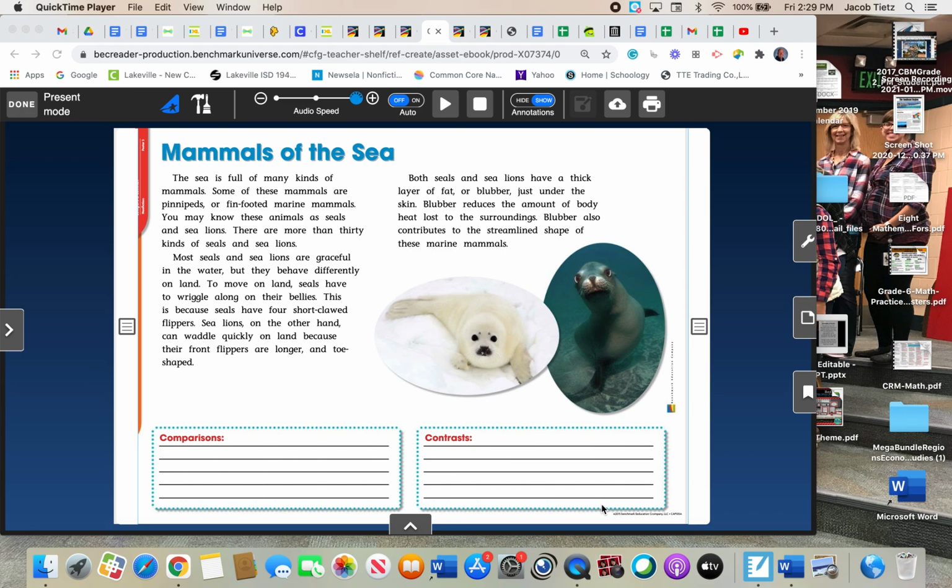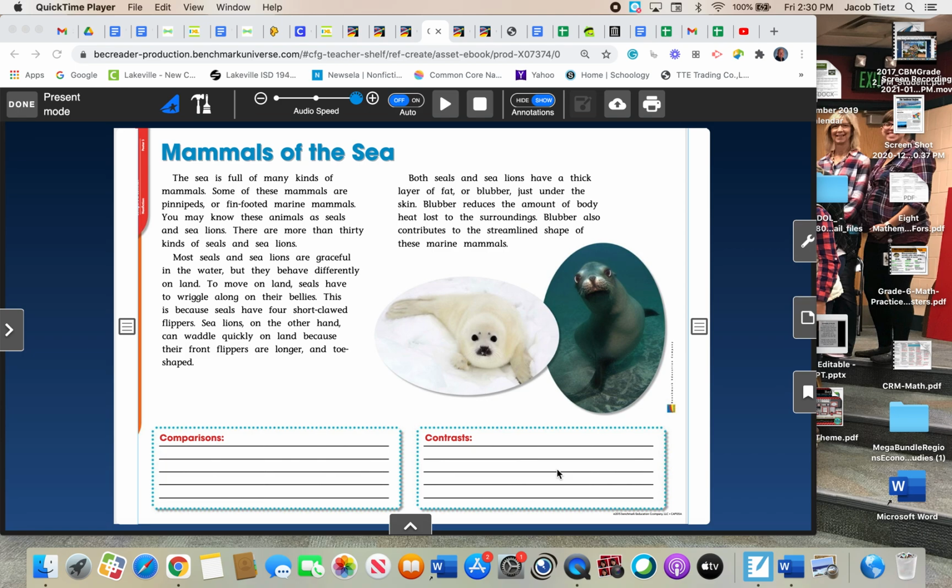So, for today's lesson, we are going to be reading a passage called Mammals of the Sea. And this is a nonfiction passage, so we will want to be comparing and contrasting the different animals. Before I get started, of course, I want to look over everything. The title is Mammals of the Sea. And then they give a couple of pictures right here. Looks like a seal or sea lion, and we will be reading about them. They have the boxes here as well for comparisons, ways that they're similar, and then contrast is ways that they're different.